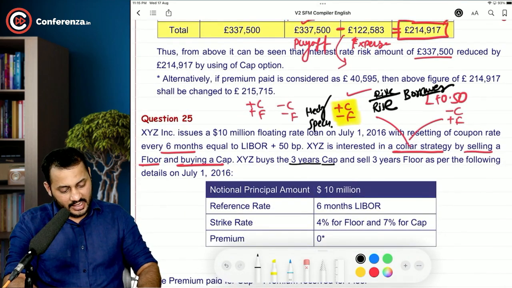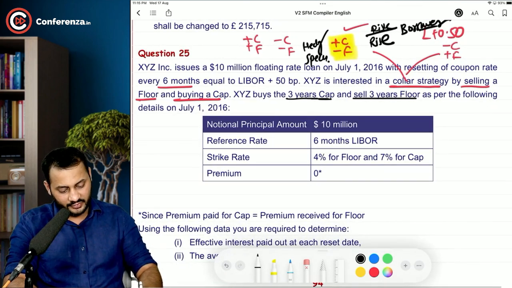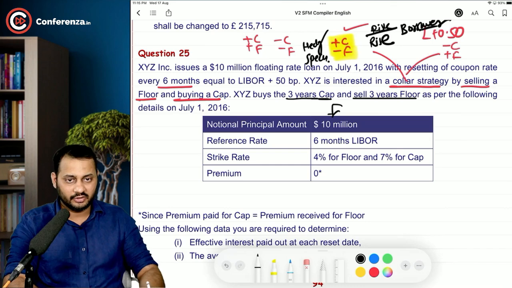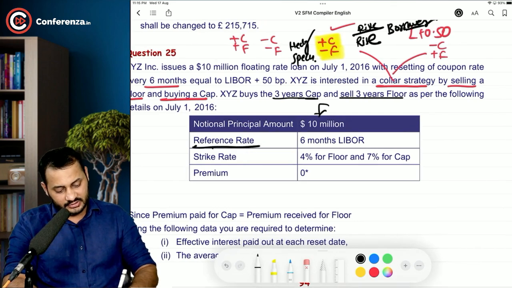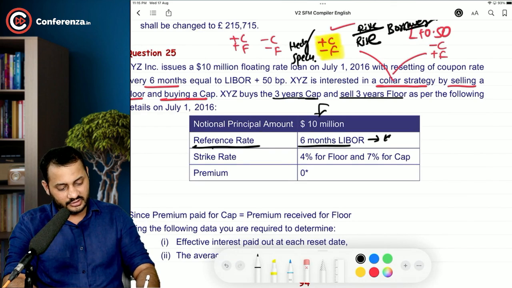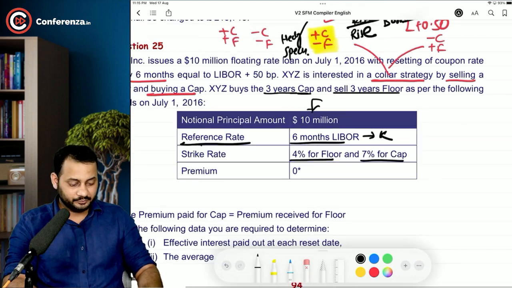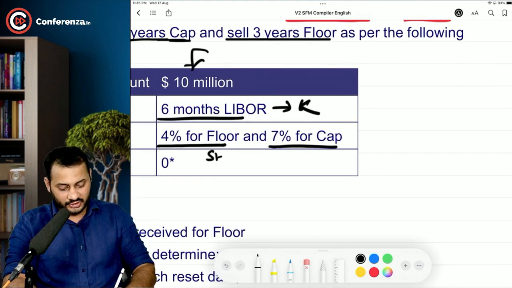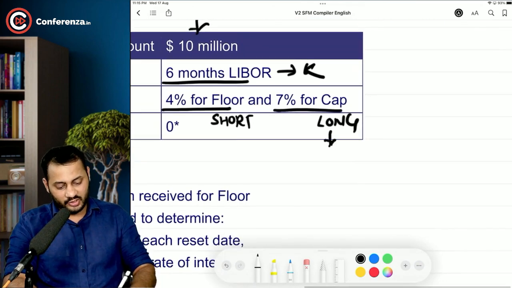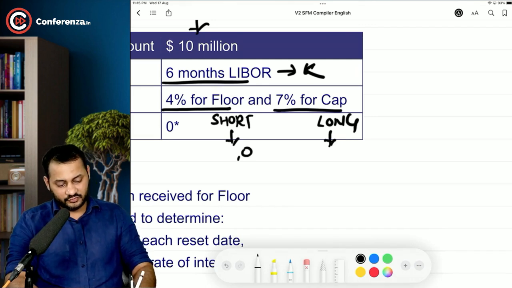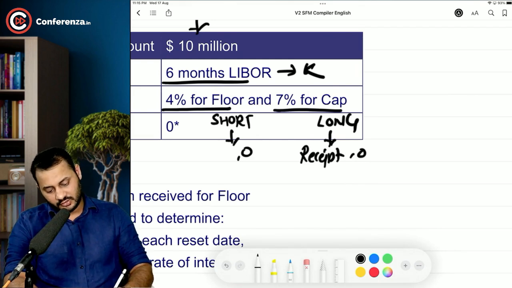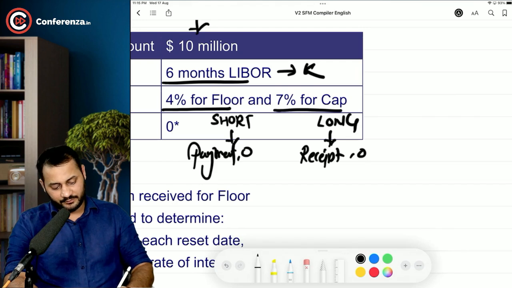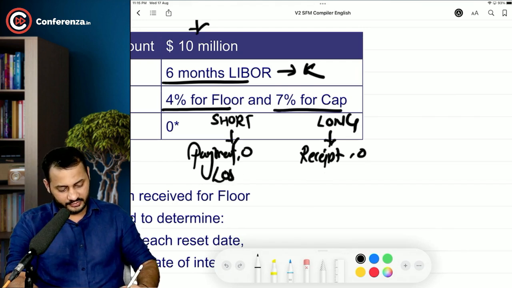Okay. XYZ buys a 3 years cap and sells a 3 years floor as per the following details. You can see the notional principal amount is $10 million. The reference rate is 6 months LIBOR. That means you are going to compare this LIBOR with the strike rate. The strike rate for the floor is 4% and the cap is 7%. That means, please understand, you have a short position in the floor and a long position in the cap. So either the cash flow will be zero to both of you, or there will be a receipt, or in this case there will be only payment, which we can say loss and profit.